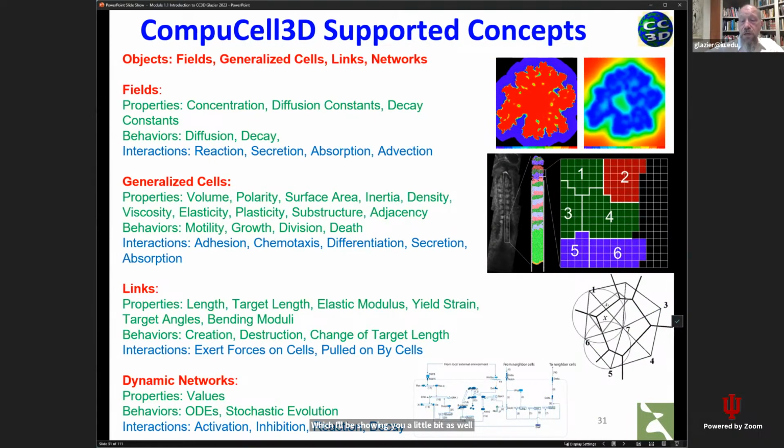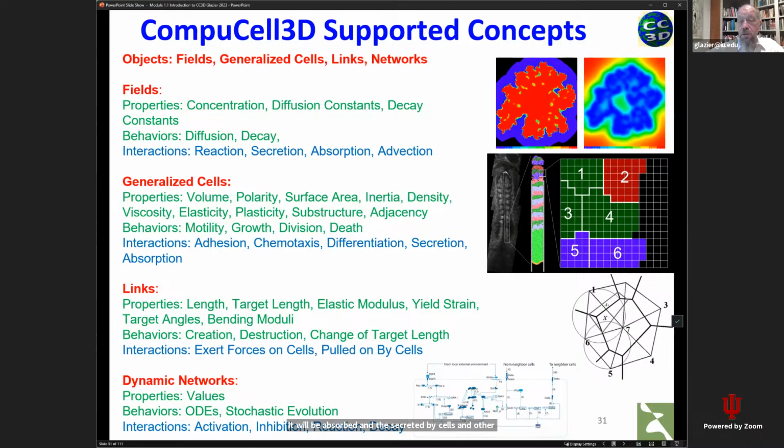CompuCell supports a number of concepts, and we'll see this slide again. The key concepts are fields, the idea of particularly a chemical field, although there could be other kinds of fields in our system, which essentially define the concentration of something, often a chemical species at each point. That field will typically diffuse in the environment and decay in the environment. It will be absorbed and secreted by cells and other components.